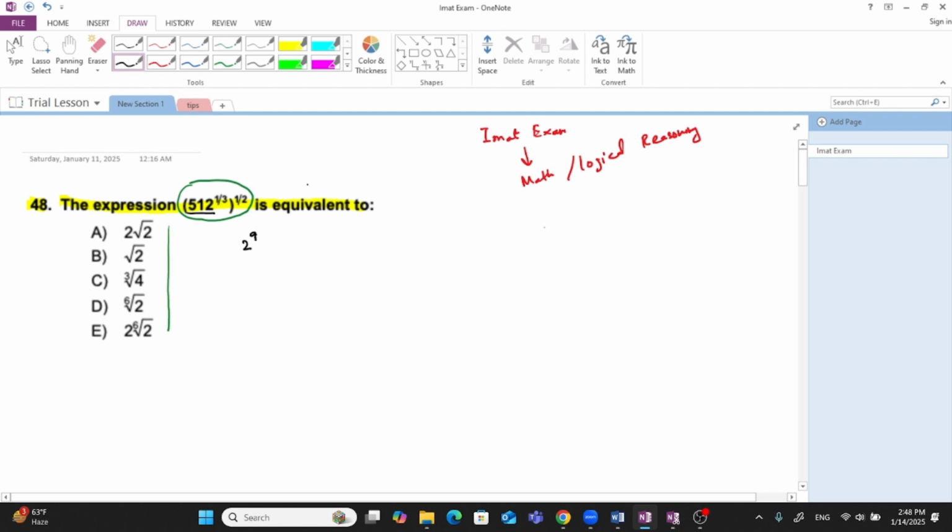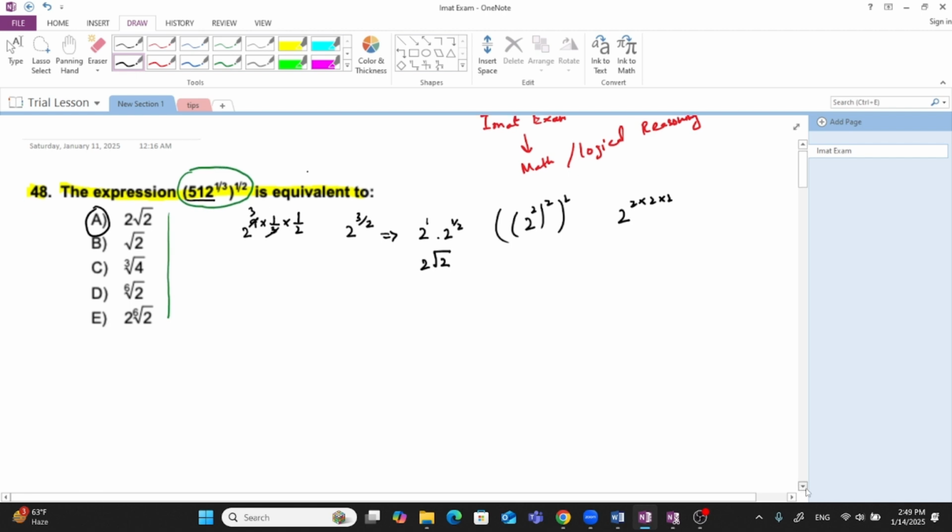The math rule is that when something has a power, and that has a power, and that has a power, these powers multiply each other. So all the other powers will be multiplied, and this will be cancelled out. It becomes 2 to the power 3 by 2. And we can write this as 2 to the power 1 times 2 to the power half, so it's 2 square root 2. This will be the answer. This is the way we can do such questions quickly.